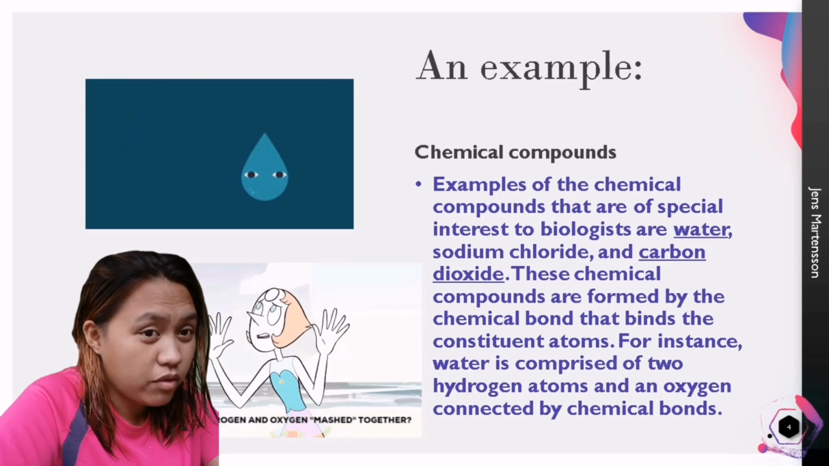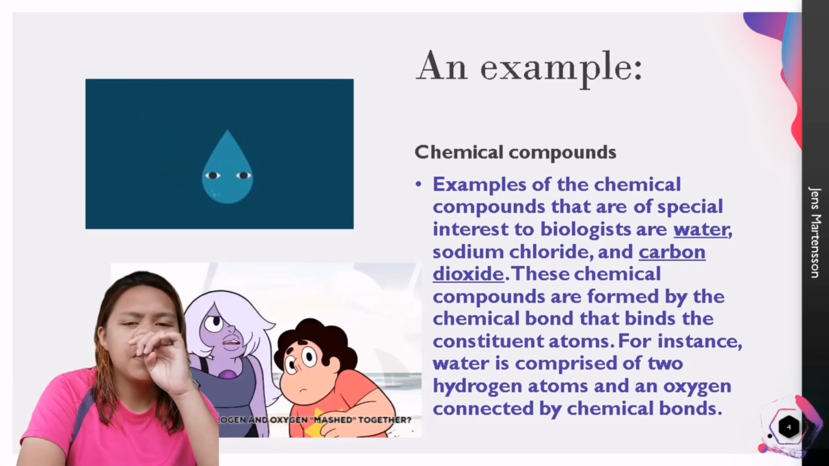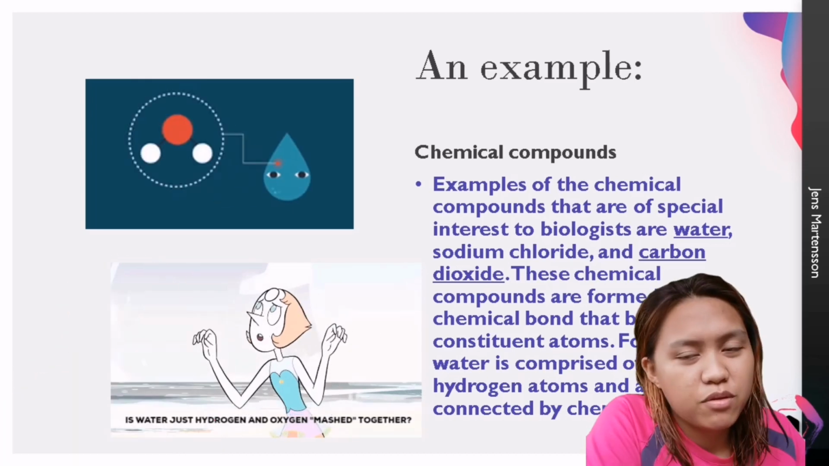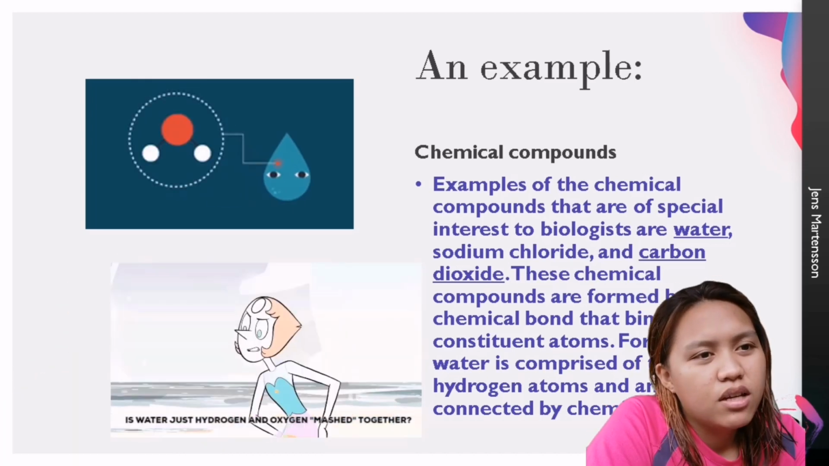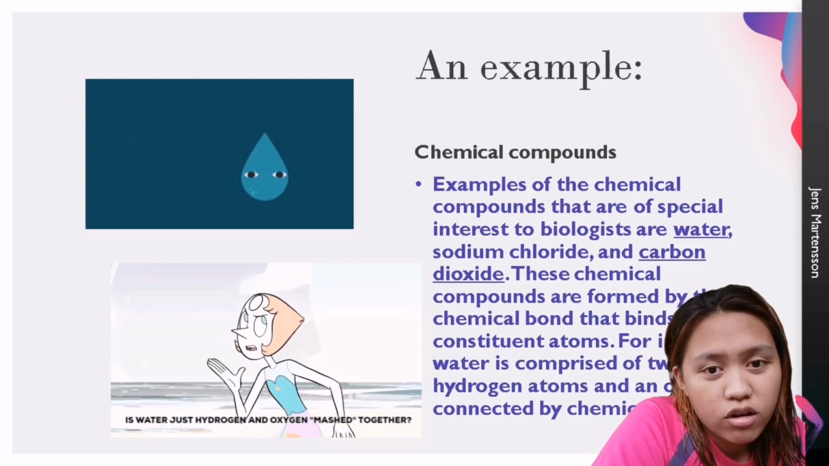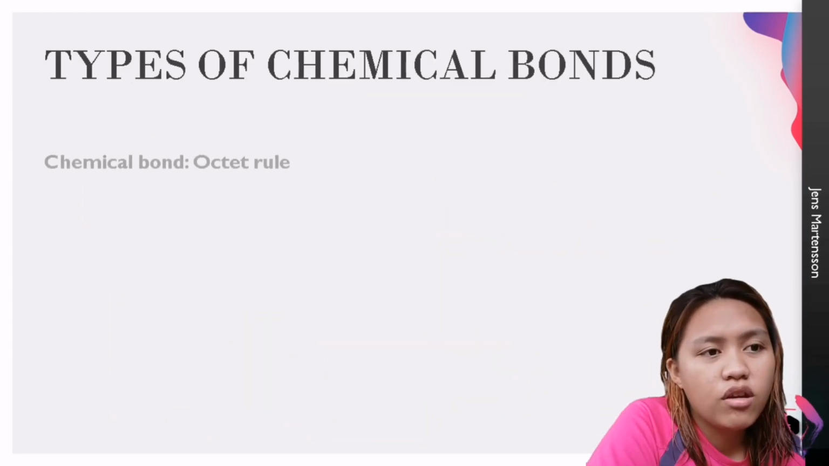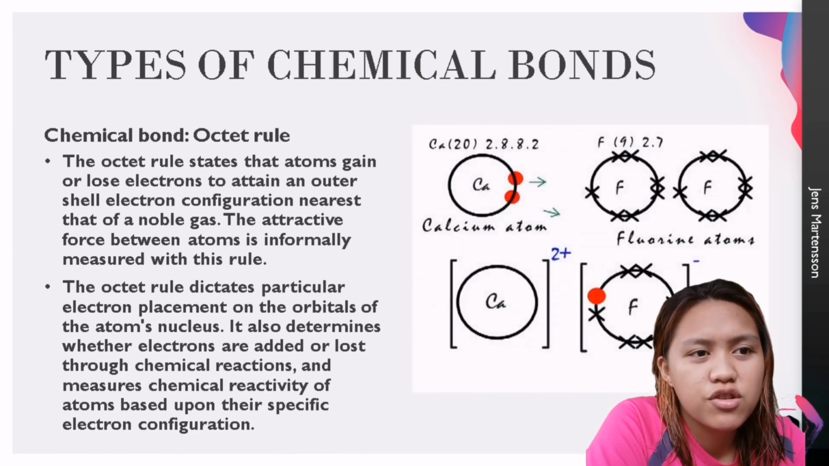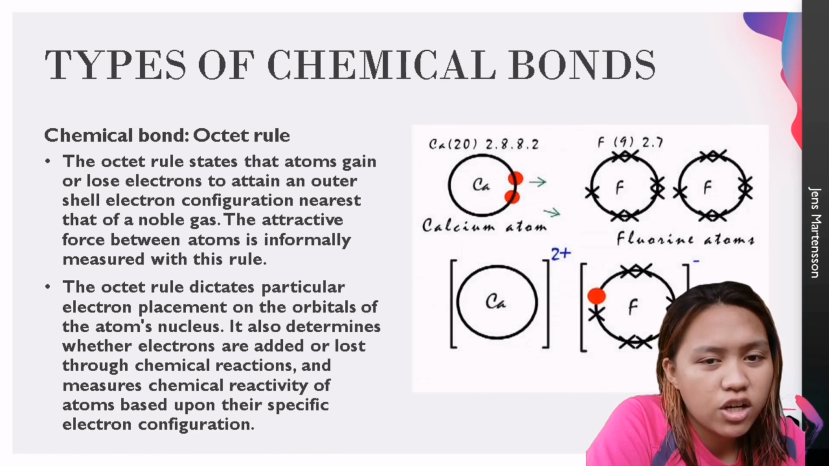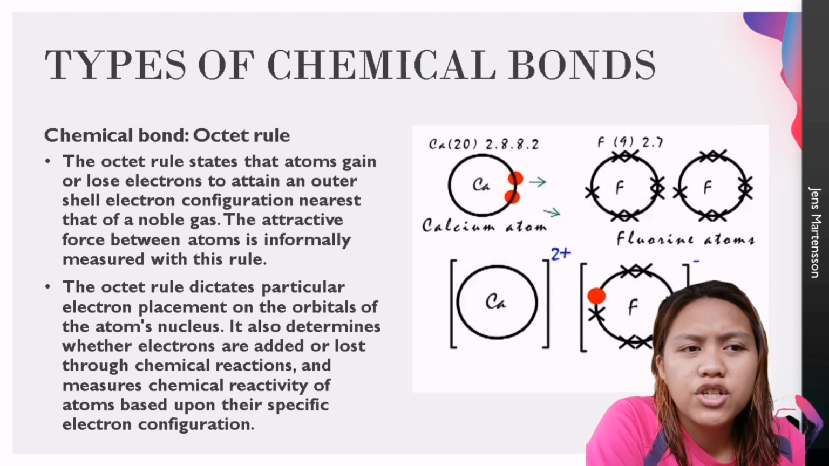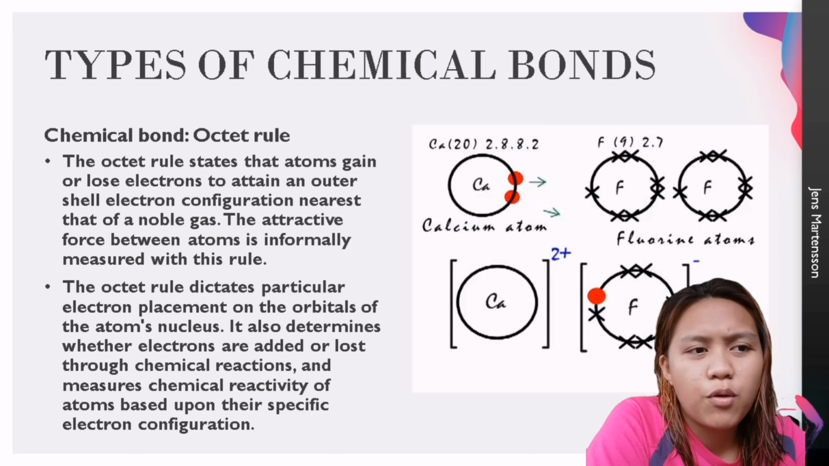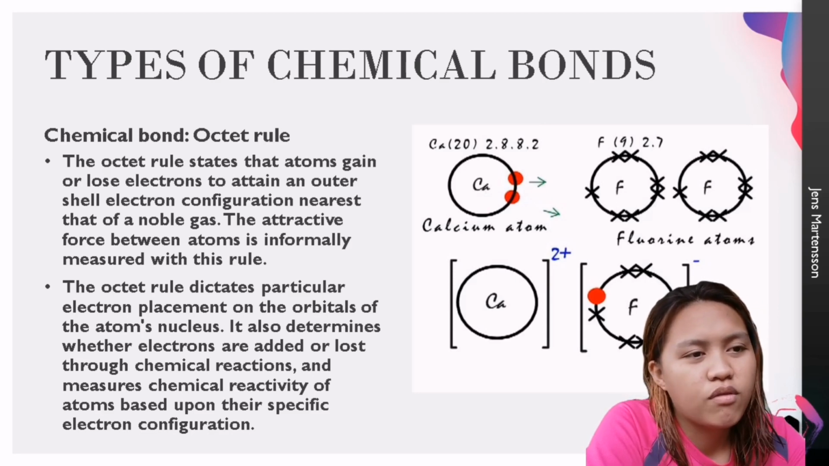So what are the types of chemical bonding? First, let's discuss the octet rule. The octet rule states that atoms gain or lose electrons to attain an outer shell electron configuration nearest that of a noble gas. The attractive force between atoms is informally measured with this rule.